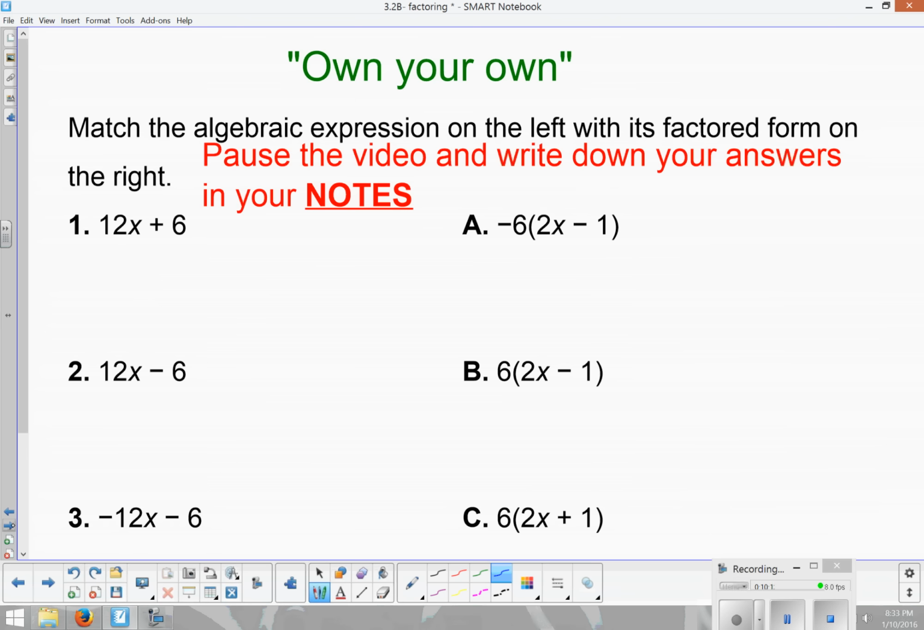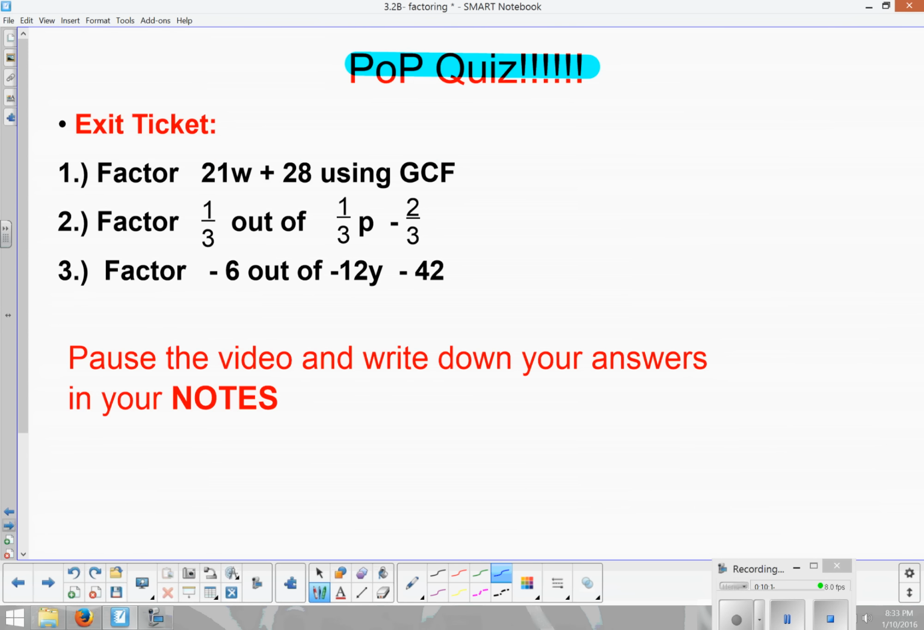Okay? All right. Now there is a pop quiz. I have 3 questions here, so if you've been following along with the video, you should get the majority of these 3 questions correct. So 2 out of the 3. I would like you to do this exit ticket on the same paper as your notes and your on your own. So everything is on the same paper today. Okay, so go ahead and pause the video, work it out, and then have your answers ready.